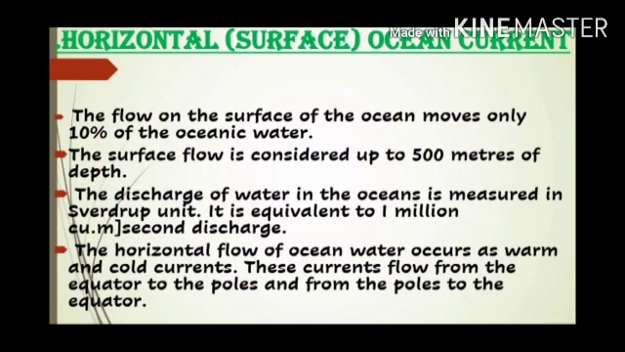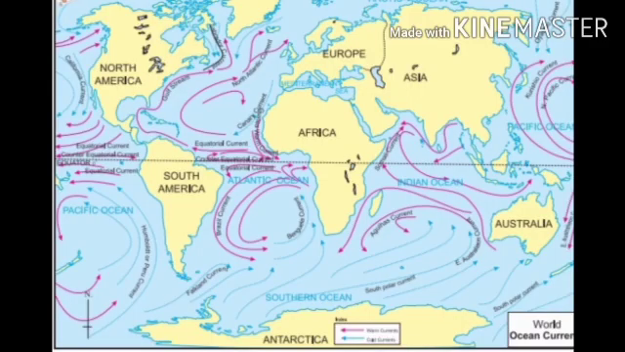Okay, so how is it measured? It is measured in Sverdrup units. The horizontal flow of ocean water occurs as warm and cold currents. Means in the surface ocean currents, which type of current do we see? Warm and cold currents. These currents flow from the equator to the poles and from the poles to the equator. See, this is the map showing you the ocean currents, horizontal ocean currents. The red ones are the warm currents and the blue ones are the cold currents.